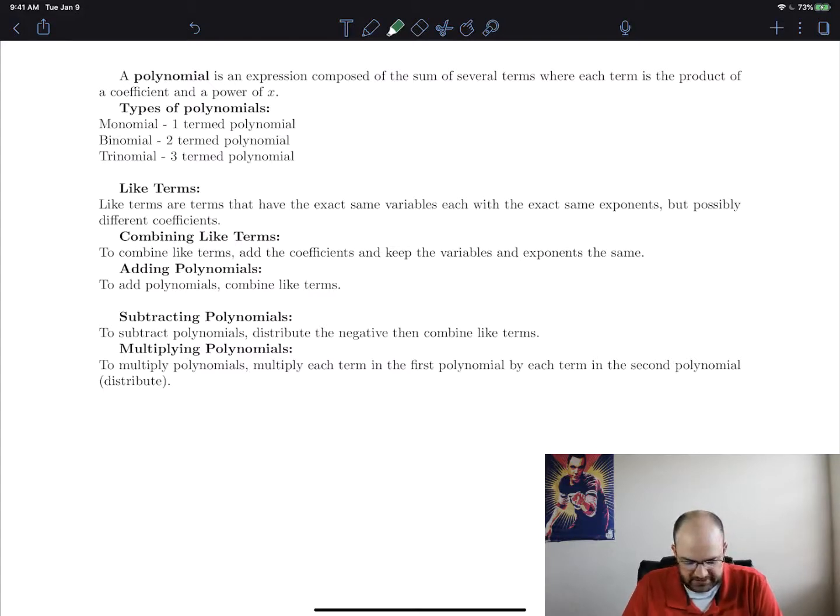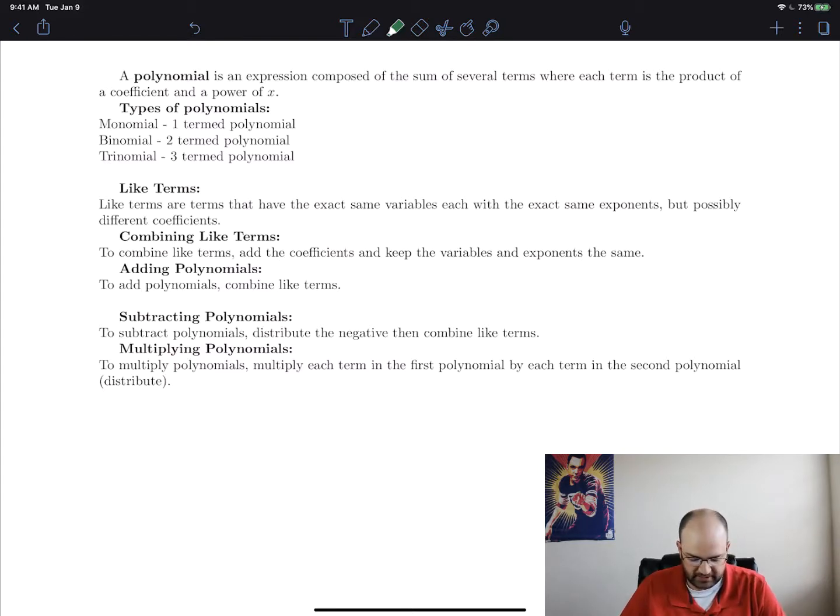Hello. In this example, we're going to talk about polynomials. So a polynomial is an expression that is composed of the sum of several terms where each term is the product of a coefficient and a power of x. Okay, so let's talk about some of the types of polynomials.